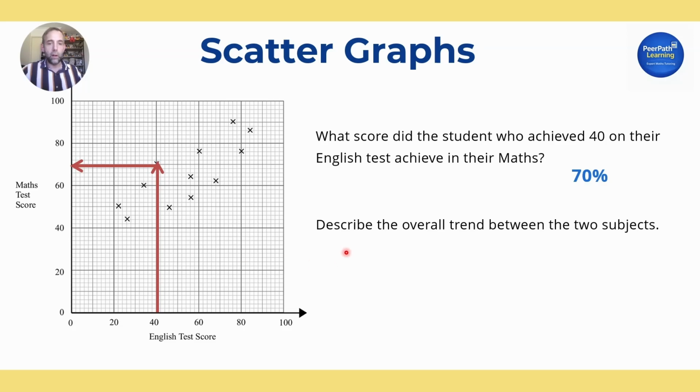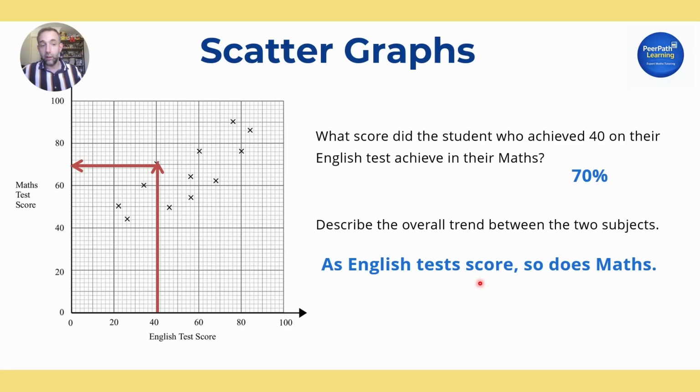We want to describe the overall trend. So the overall trend is as English test scores something, so does maths. Hopefully you can see that as English test scores increase, so does maths. You could say as English test scores improve, so does maths. But you just want to use a word which suggests as one thing goes up, so does the other.